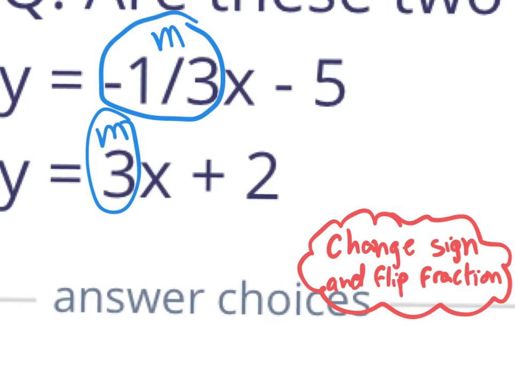Are they opposite reciprocal slopes? And the answer is yes. What does opposite reciprocal slope mean? You change the sign and flip the fraction. Well, here's a negative. Does it change to positive? Yes. And if you were to take the 1 over 3 and flip it, it becomes 3 over 1, that would be positive 3 over 1, which is the same thing as positive 3. So yes, these guys are definitely perpendicular.